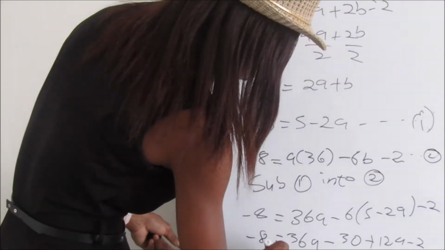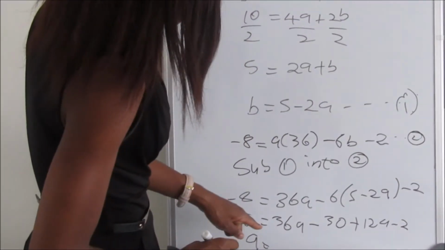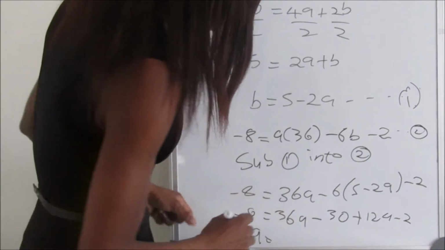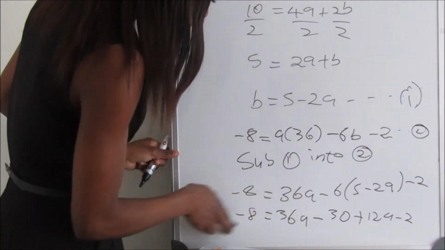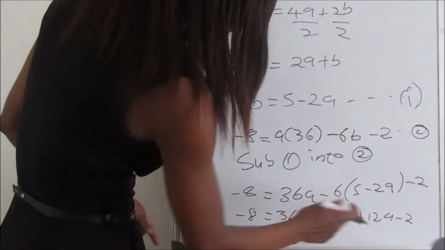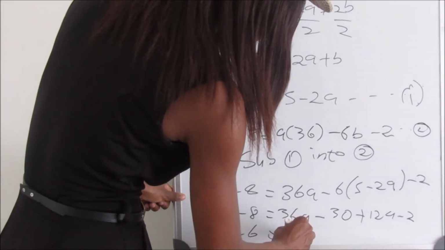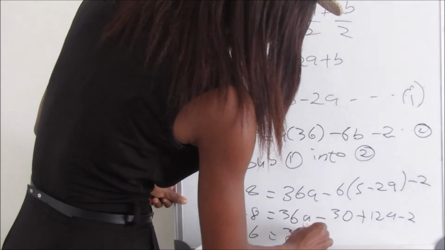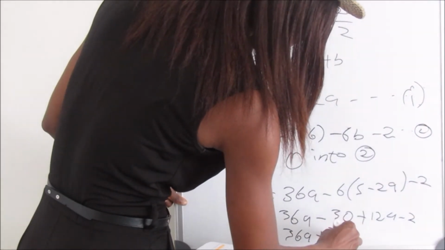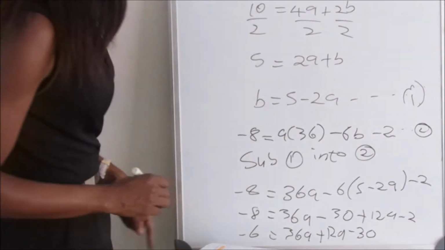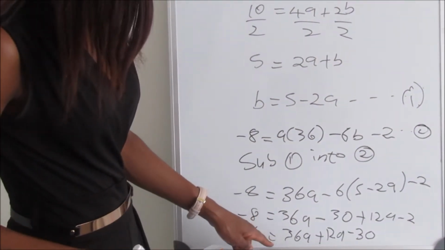Sorry guys, let me just make space there. This will be 36 plus 2, so -6 = 36a + 12a - 30. From here we can find the value of a.